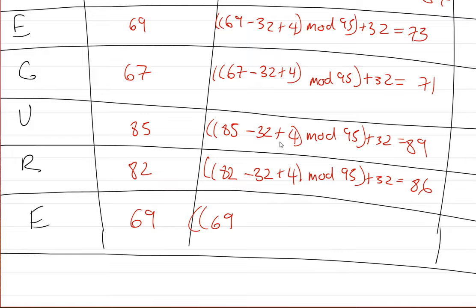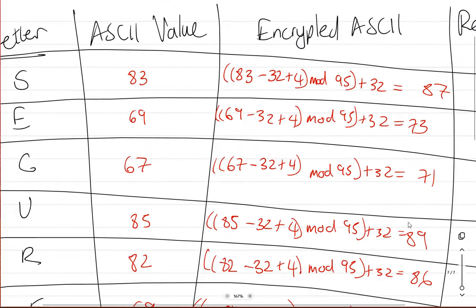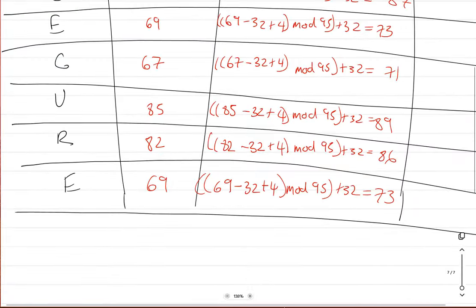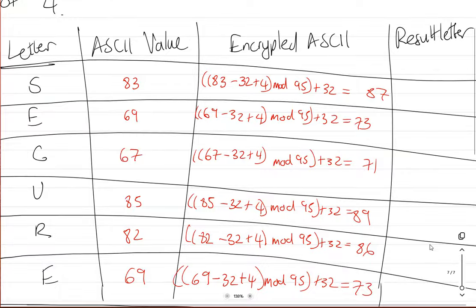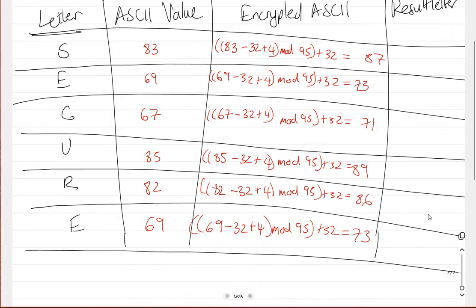So sorry about that. So 32 plus 4 modulo 95 plus 32 is equal to 73. Okay, so then you go to the resulting letter. All we do here is we just basically write out the resulting letter from the ASCII table. We look up the value and we put in the ASCII value.